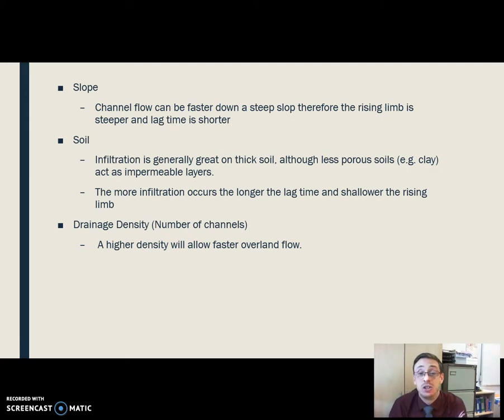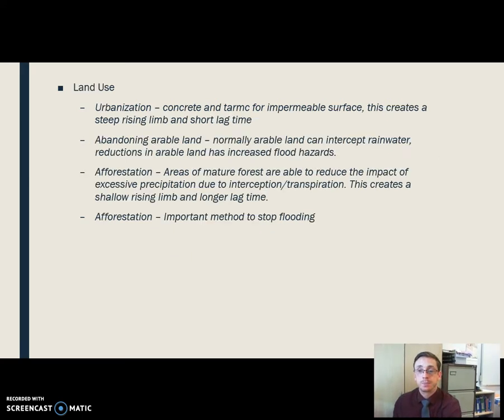Drainage density, this is really pretty straightforward. The higher your drainage density, the faster overland flow you have. And again, the faster overland flow is, the faster water gets into the river system, the steeper the rising limb, the shorter the basin lag time, and the higher the peak flow.